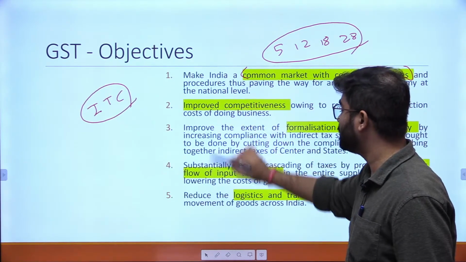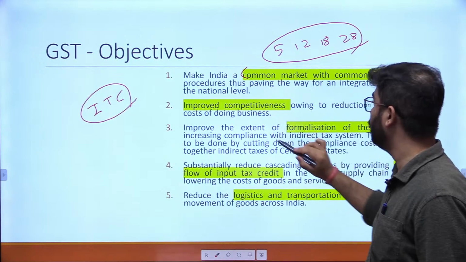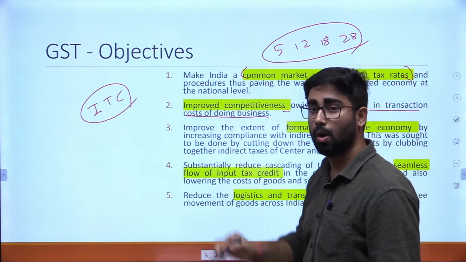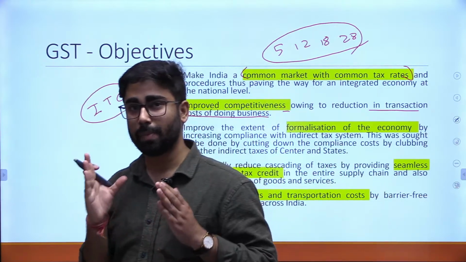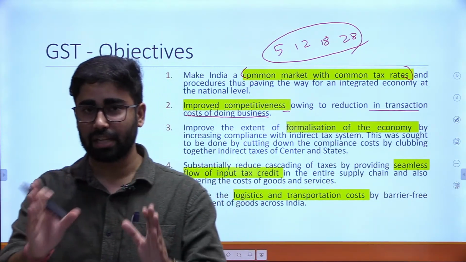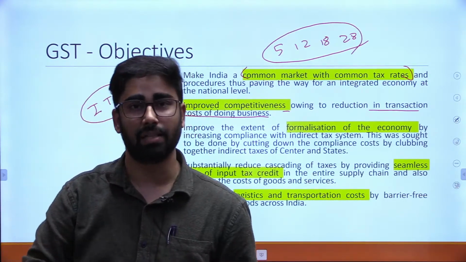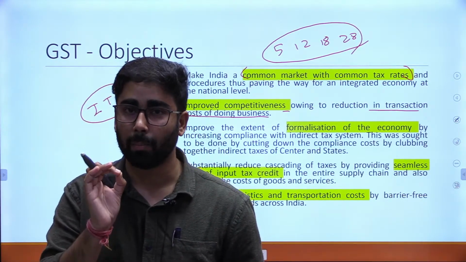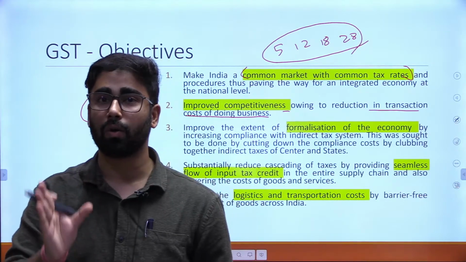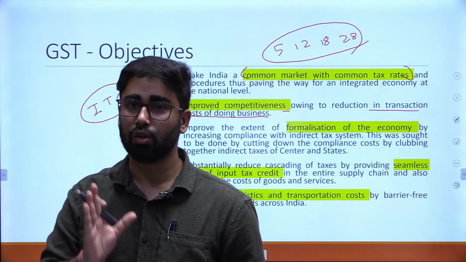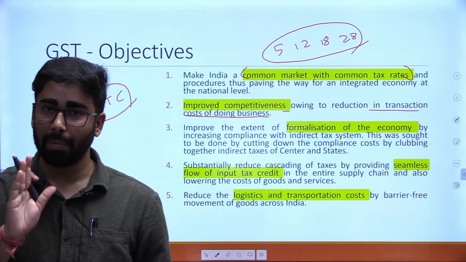So, the second objective of GST is improved competitiveness owing to reduction in transaction cost of doing business. What did I just say? कि अब बिजनेसमैन के लिए एक टैक्स है पूरे नेशन के लिए. नाउ उनका कॉमर्स पूरे भारत में आराम से फैल सकता है, जिसकी वजह से उनकी कॉम्पिटिटिवनेस भी बेटर होगी, क्योंकि उनकी एसोसिएटेड बिजनेस कॉस्ट जो हिडन रह जा रही थी, जो वेस्ट हो रही थी, वो अब नहीं होंगी.